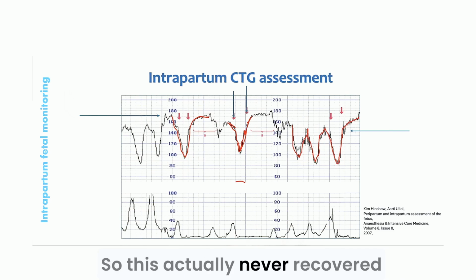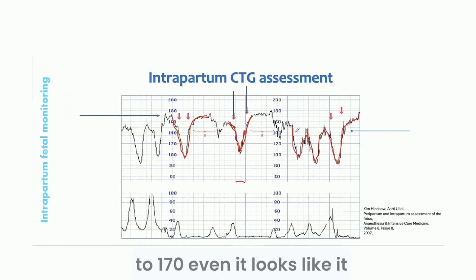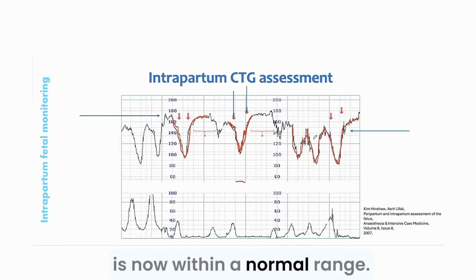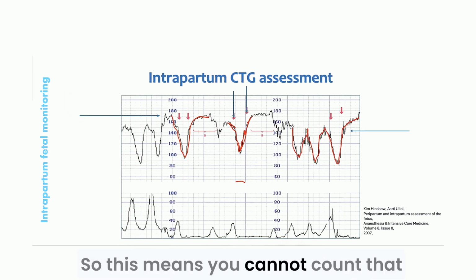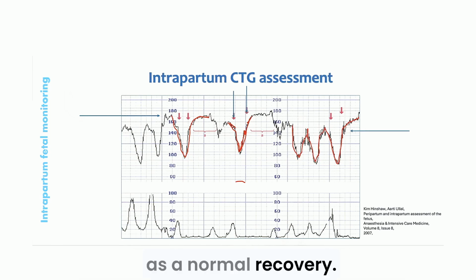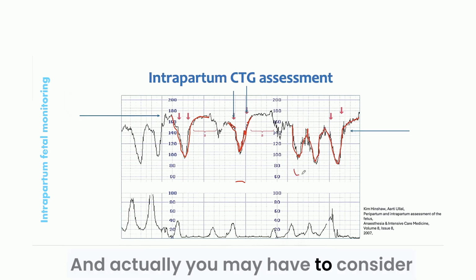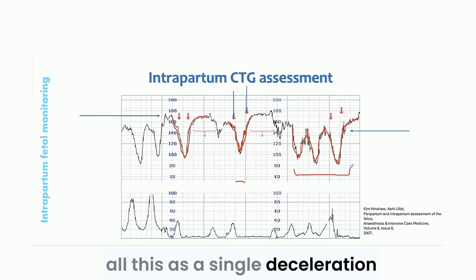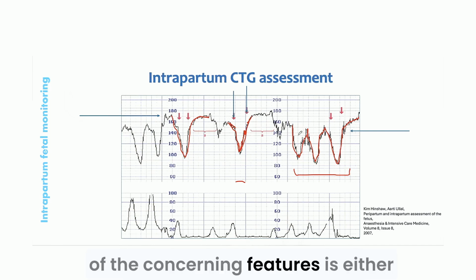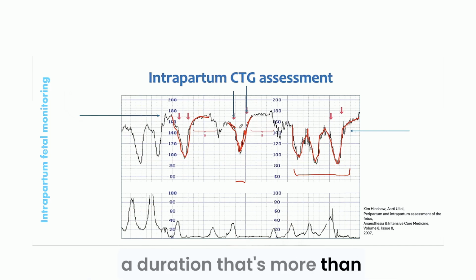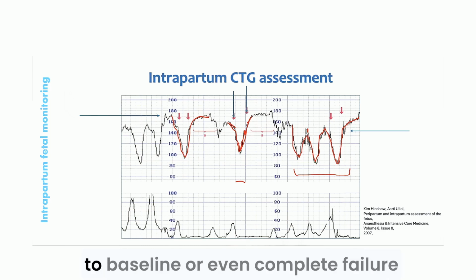So this actually never recovered to 170. Even though it looks like it is now within a normal range, we know that's not the normal range for this baby because it was 170. So you cannot count that as a normal recovery. Actually, you may have to consider all this as a single deceleration that never recovered to baseline. This means that's an actual prolonged one. And we mentioned that one of the concerning features is either a duration of more than 60 seconds, or slower return to baseline, or even complete failure to return to baseline.